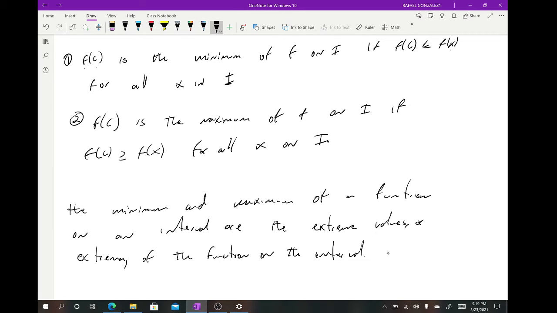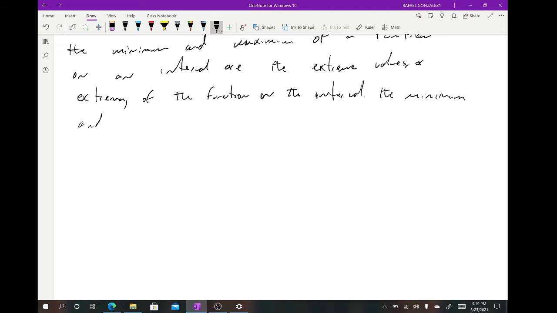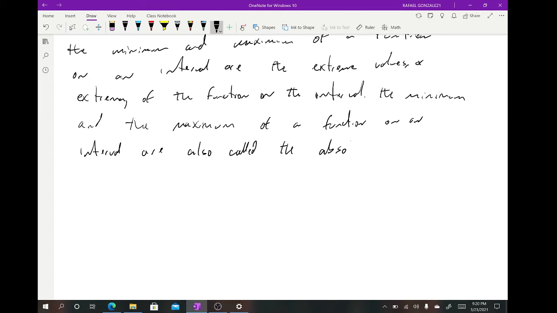This also has another name for it. So the minimum and the maximum of a function on an interval are also called the absolute maximum and absolute minimum, or some books also use the so-called global maximum and global minimum.